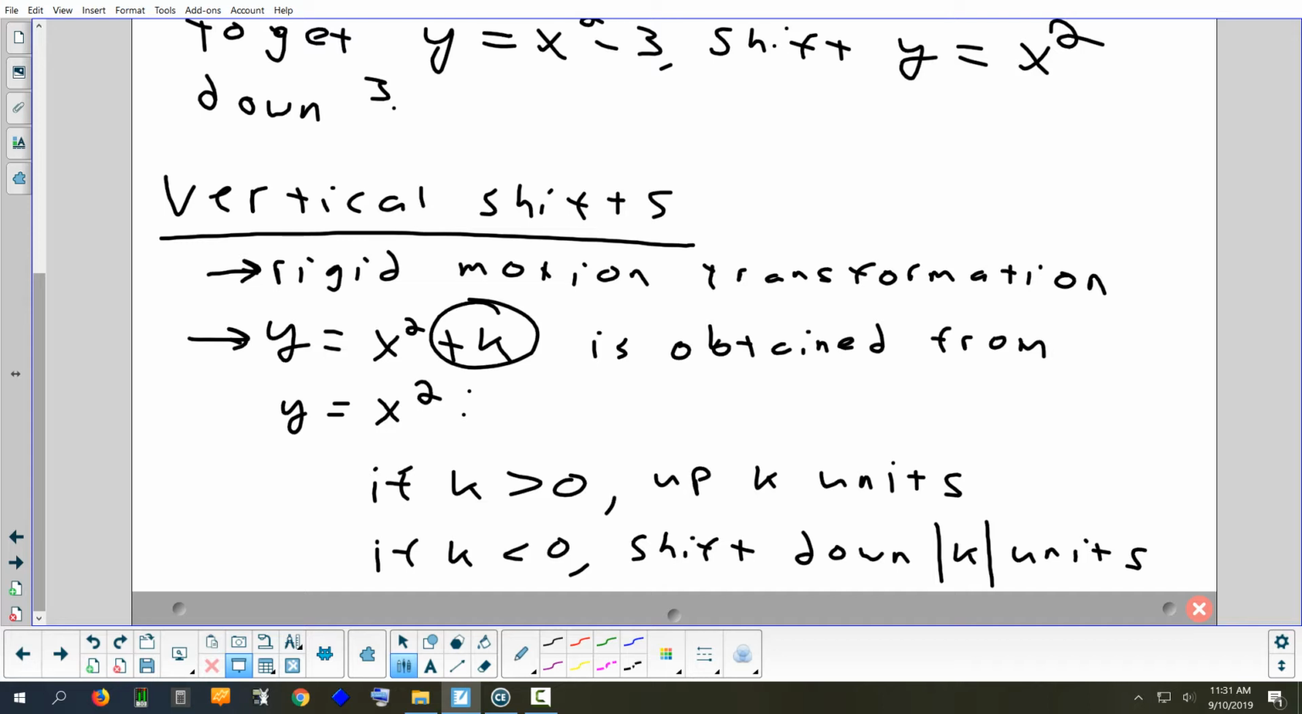Same thing when we get to left and right. Shift left 5 units, shift right 5 units. So for a transformation, there's always 2 parts. What's the transformation and how much?